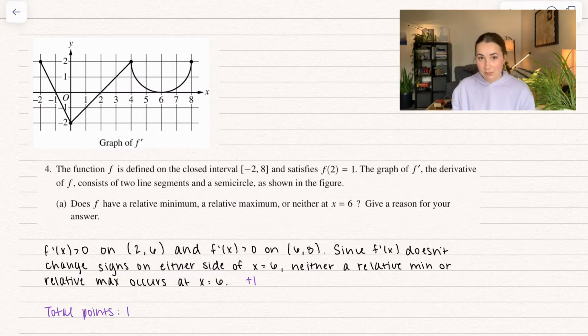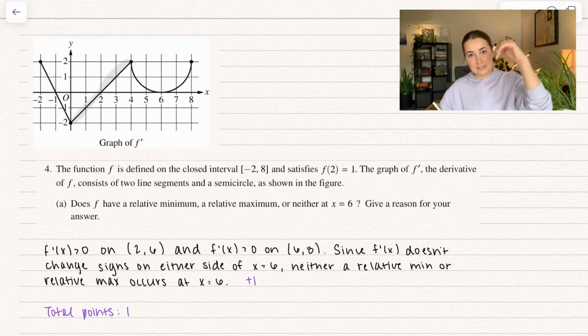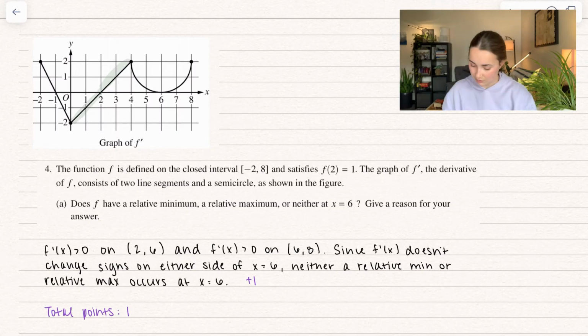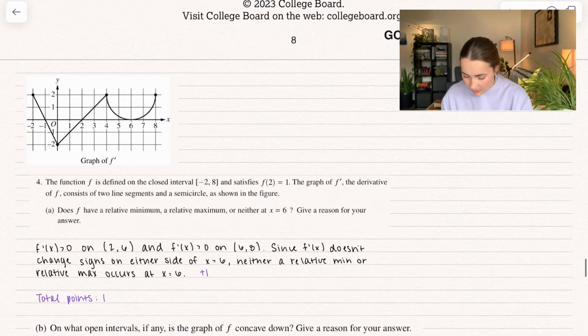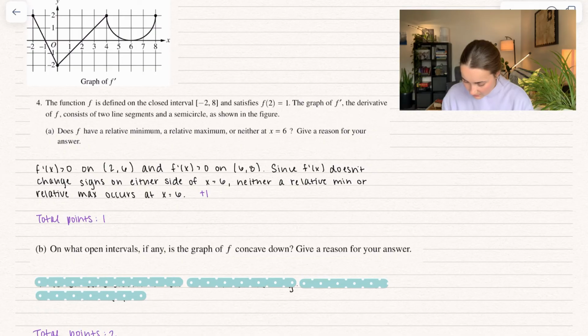A relative maximum occurs where our first derivative changes from positive to negative, right? It changes from increasing to decreasing. A relative minimum is going to occur where our function changes from decreasing to increasing, right? It's negative, then it's positive, its first derivative. A neither is going to occur when it just doesn't change signs at all. So it could also have been negative and negative, but whatever. So that's the first part. Let's go ahead and go to the second part.